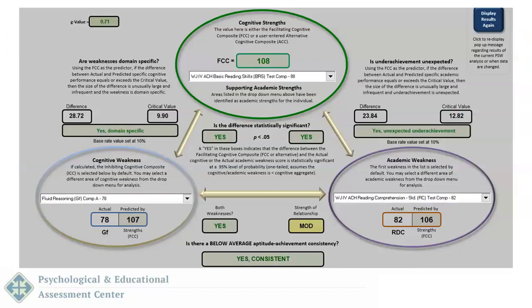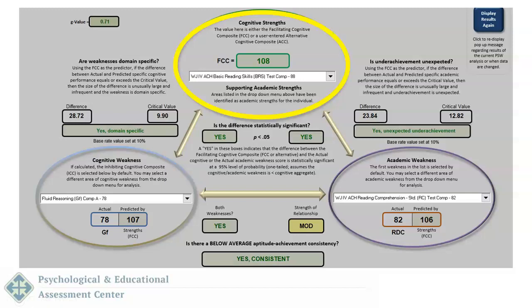This is a screenshot of one of the last steps in the XBAS program. After all of the scores have been input and all of the strengths and weaknesses have been determined, this is where the XBAS program will help the examiner to analyze if the individual's profile is consistent with a specific learning disability, according to the DDC model. The program analyzes all of the components that we have reviewed thus far.